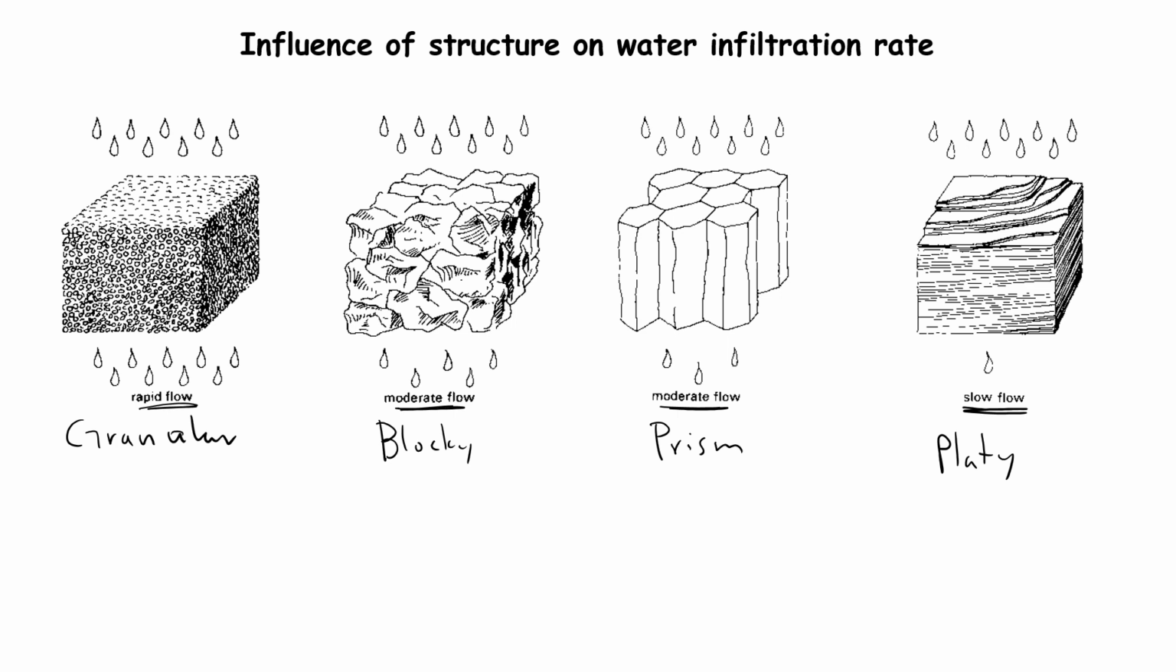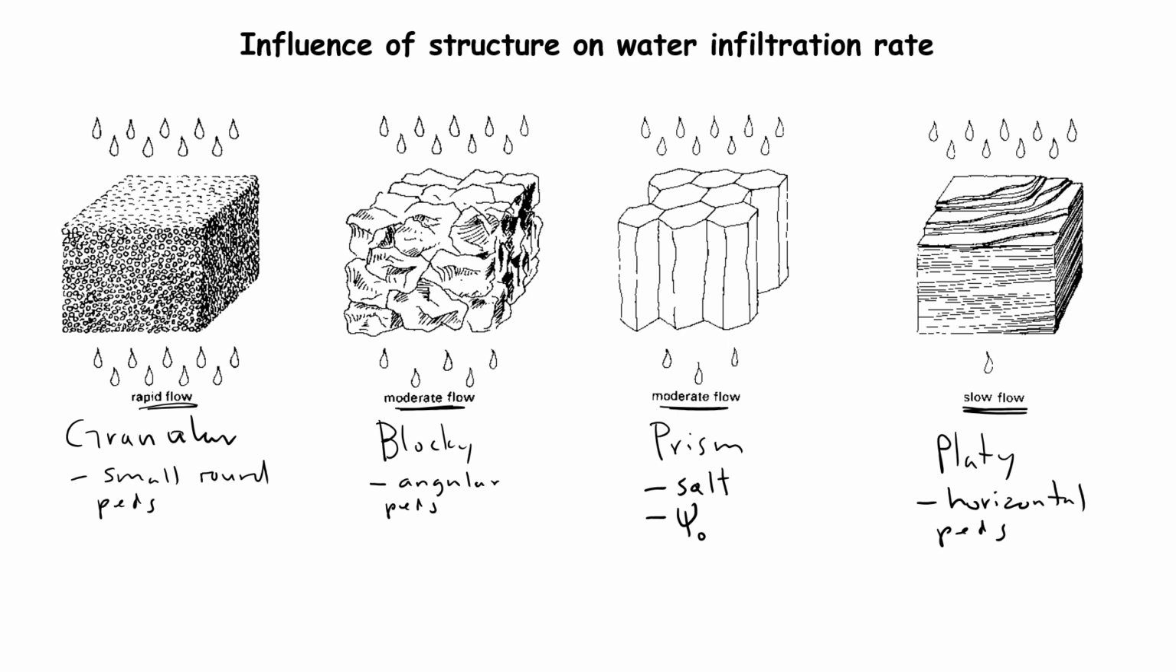The granular is rapid because you have small round peds, so it's easy for water to flow around. Blocky is moderate because you have angular peds that inhibit drainage a little bit. Prismatic is typical of our high salt content soils, and therefore these now have the influence of osmotic potential, and it slows down the flow of water. And platy, we have these horizontal peds inhibiting vertical flow.